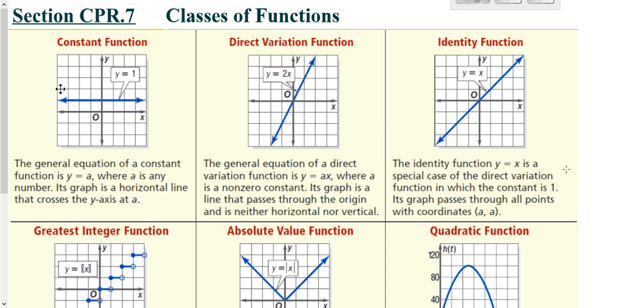Types of functions. We have constant functions. Constant functions are always the same, no matter what you put in. That ends up being a horizontal line. It never changes, going up, going down, hence the name constant.